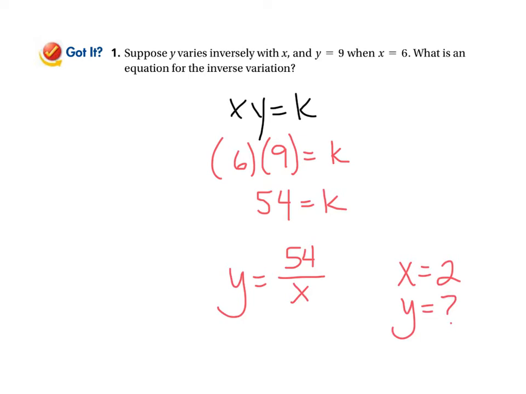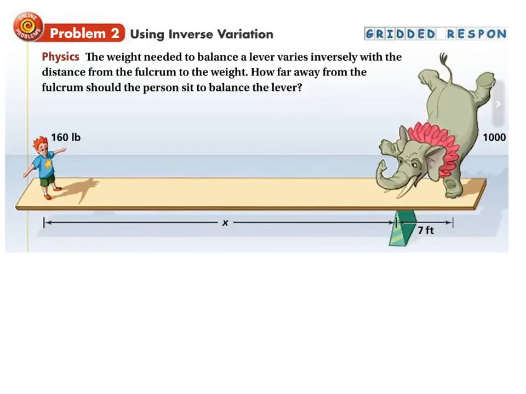Let's move on to an application problem. Okay, so here's an application problem for you. The weight needed to balance a lever varies inversely with the distance from the fulcrum to the weight. Now we're going to use that verbiage because it's going to help us write a formula for this. The weight W needed to balance the lever varies inversely with the distance D.